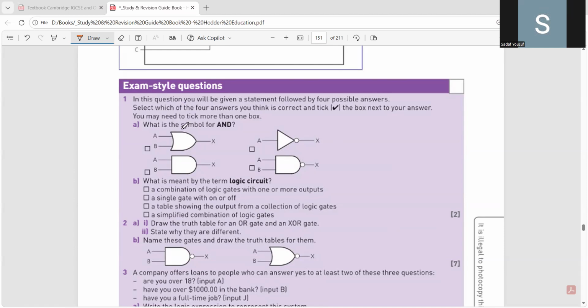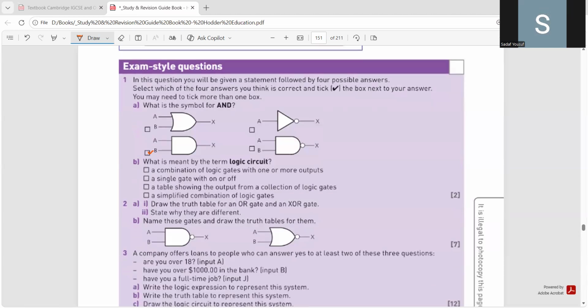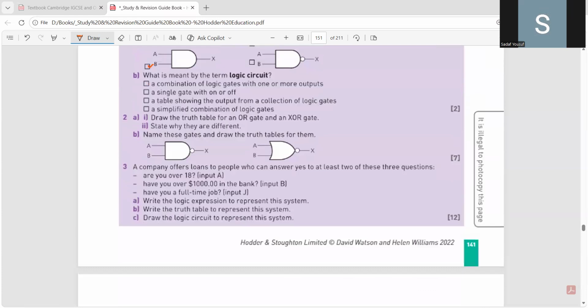So you can see, what is the symbol for an AND gate? So simple. Which one is the right answer? The first one, the second one, the third one, or the fourth one? Which is the AND symbol? I think we know this is the AND symbol. So in this manner, there are a few questions here. Again, a suggestion that you attempt them, and you can see where you are standing.